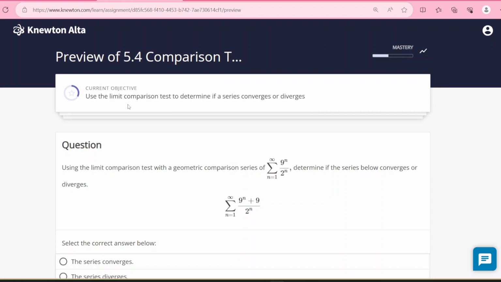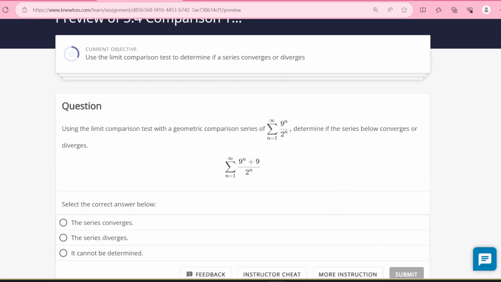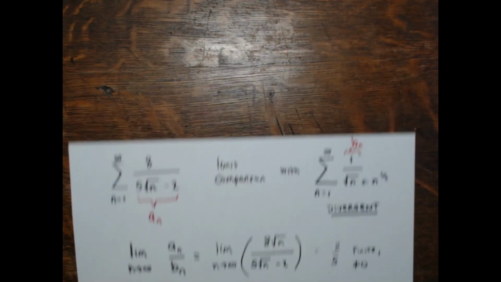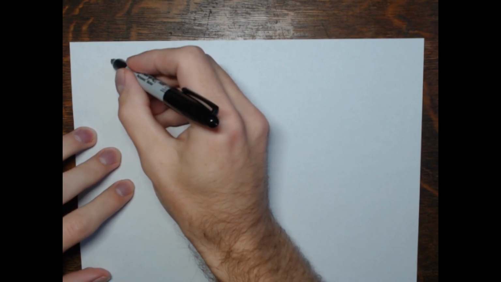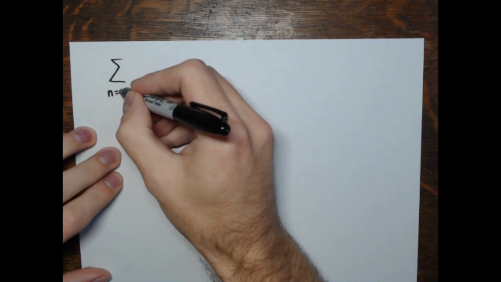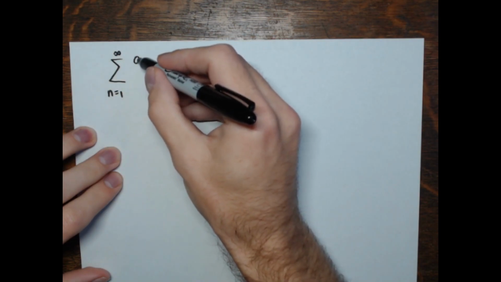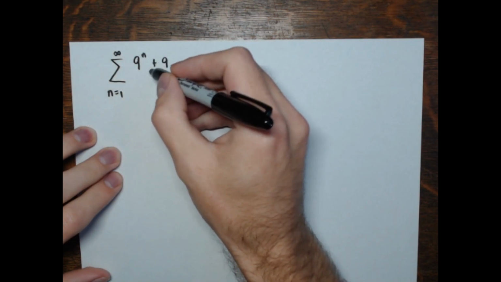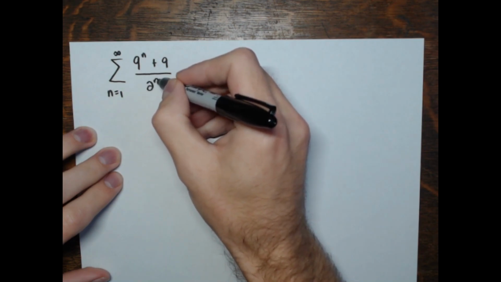All right, so back to a use of the limit comparison test. Use limit comparison with the geometric series. I'll write this out to determine if the series below converges or diverges. So the series we're asked about is the sum from n equals 1 to infinity of 9 to the nth power plus 9 in the numerator, divided by 2 to the nth.